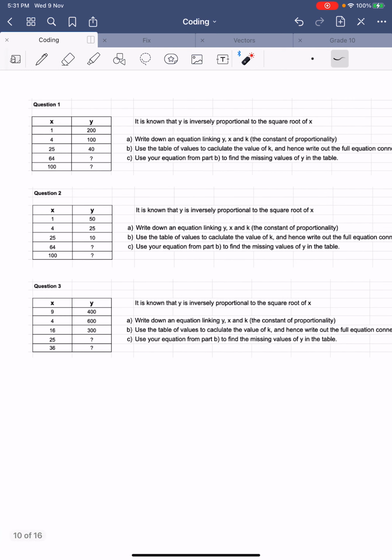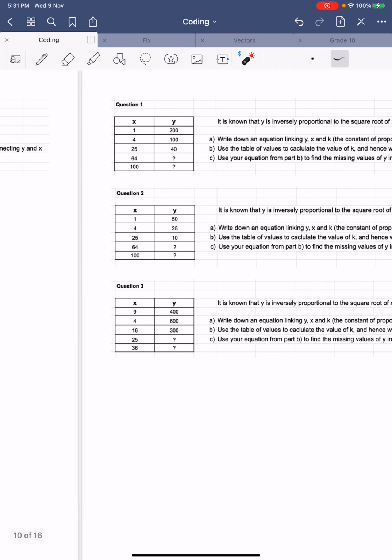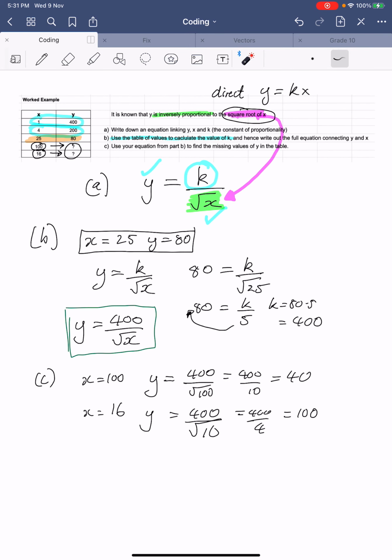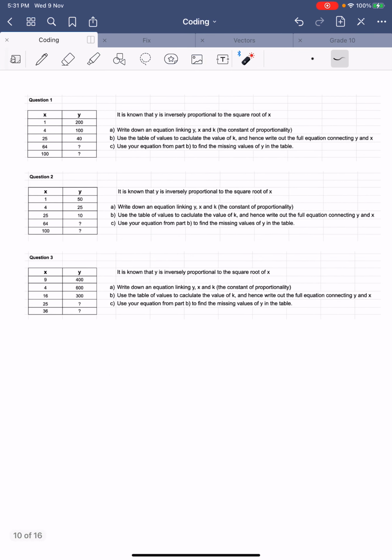So off you go. There are 3 more questions. Show all the working out in your exercise book. And the structure should look just like the worked example. Don't leave out any steps. And make sure you have it nice and clean and easy to read.